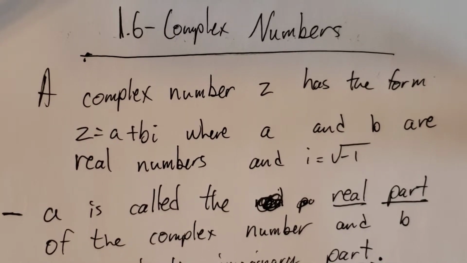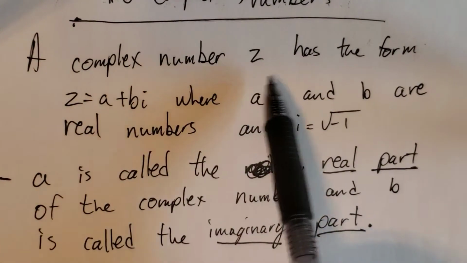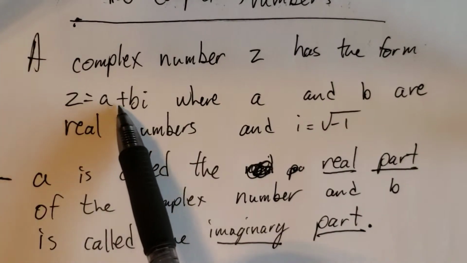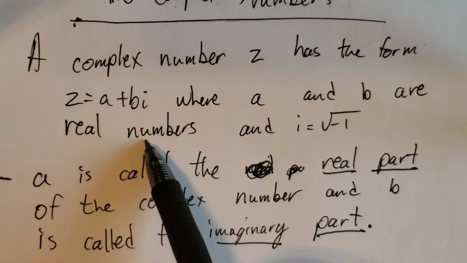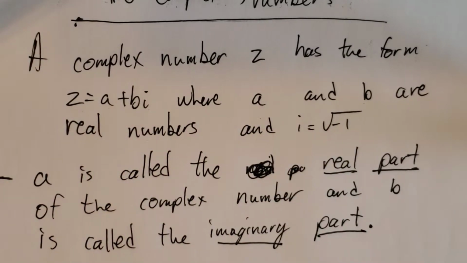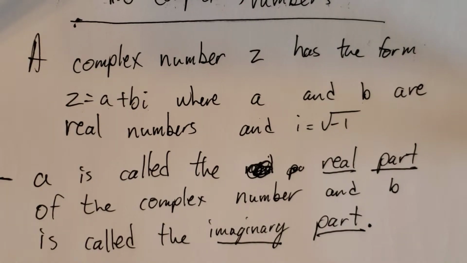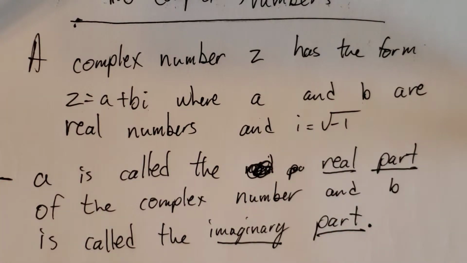Just a reminder, or maybe this is the first time you've seen complex numbers. Either way is fine. A complex number z has the form z is equal to a plus bi, where a and b are real numbers, and i is the square root of -1. Normally we can't take square roots of negative numbers, but if we add the value i, equal to the square root of -1, to our number system, then we can in fact discuss square roots of negative values.